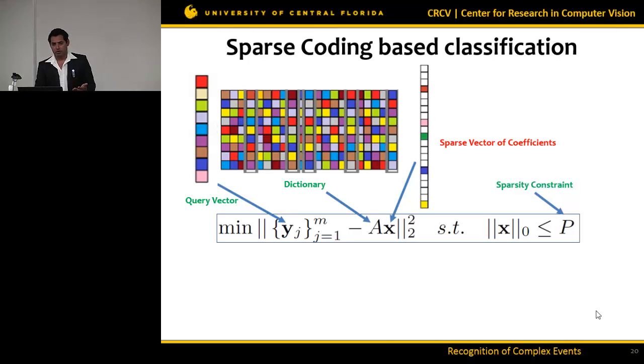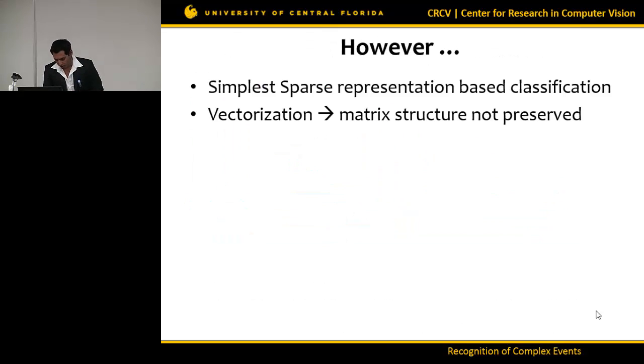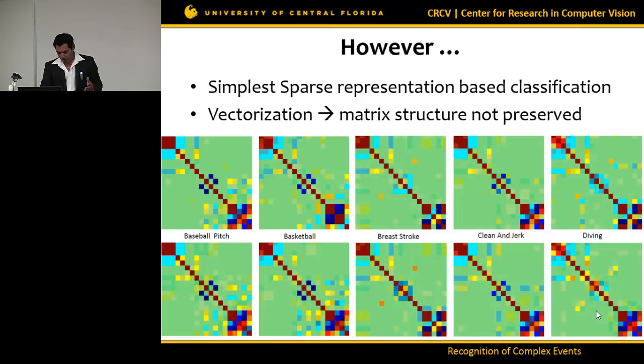And then there are some good approximation techniques. We use the orthogonal matching pursuit algorithm to do this. The idea is, for different covariance matrices, you can get the minimum residual error, and using that, you can add them up and get a final vote of what particular class of action it belongs to. The problem with that approach, however, is it's very simple, and the vectorization kills the matrix structure.